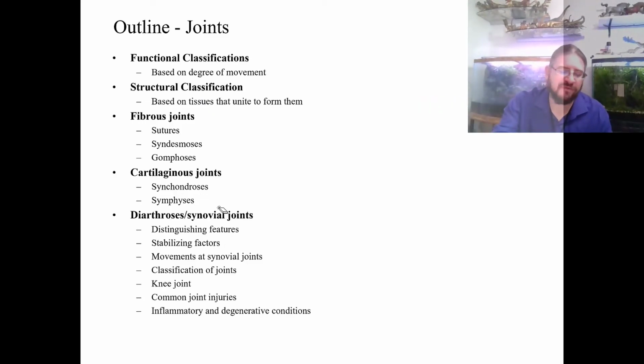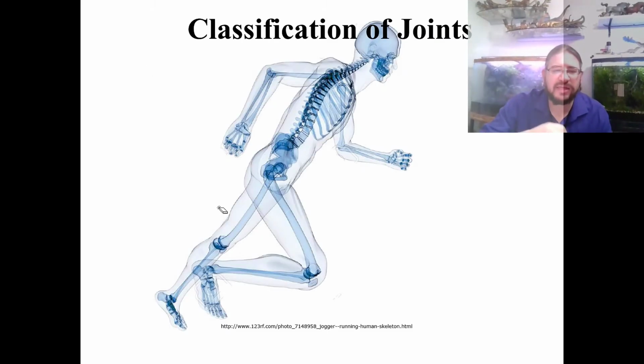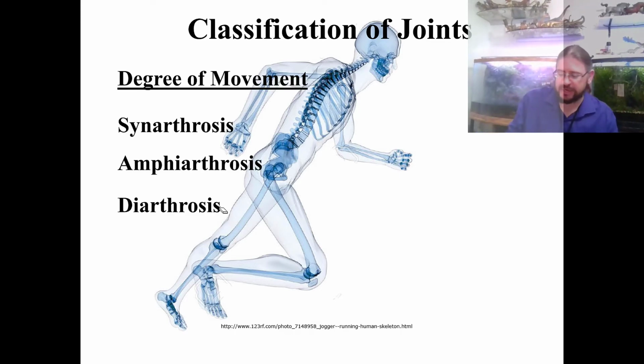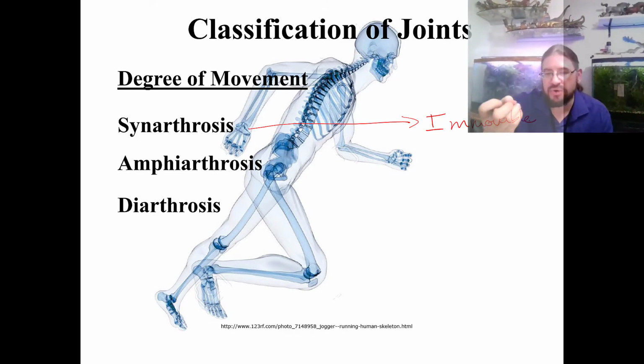Okay, so roadmap for joints. This is literally just our table of contents, so we will blow past it and go into how we classify joints. So joints are classified into three basic categories on the degree of movement. So a synarthrosis is an immovable joint. So a joint that cannot move.